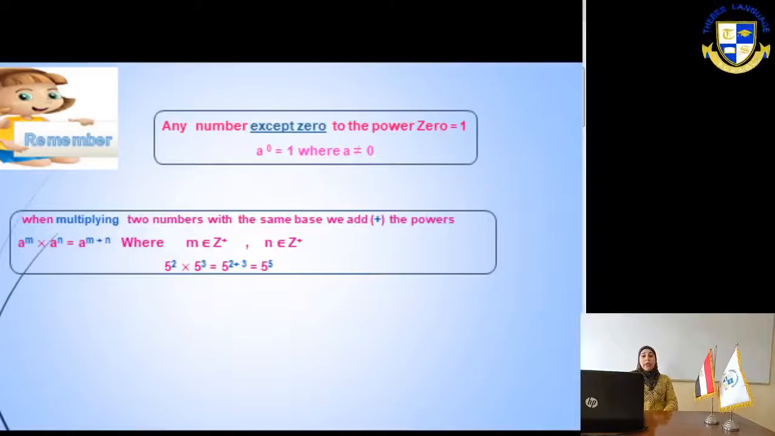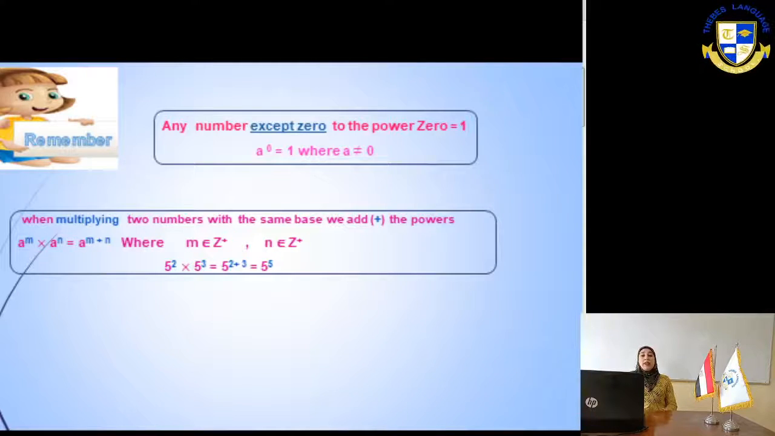When we multiply two numbers with the same base, we add the powers. For example, a up to the power m multiplied by a up to the power n. Here, where is my base? It's a, and the powers are m and n. So I'll take the same base, and it will be a up to the power m plus n. Let's see an example: 5 up to the power 2 times 5 up to the power 3 equals 5 up to the power 2 plus 3, which equals 5 up to the power 5.